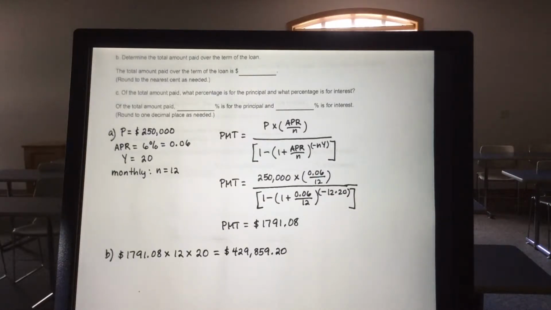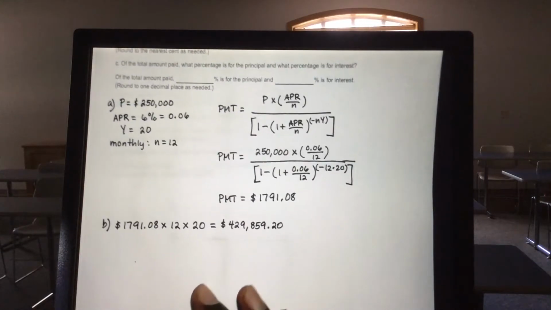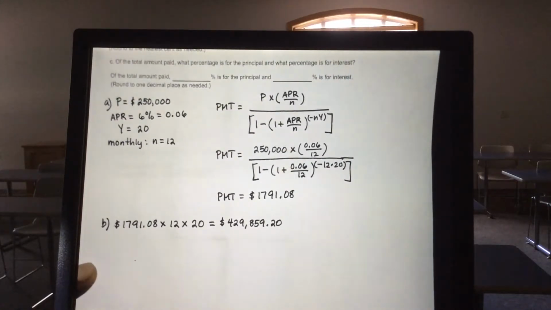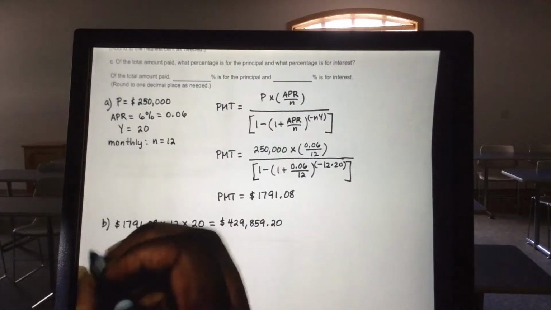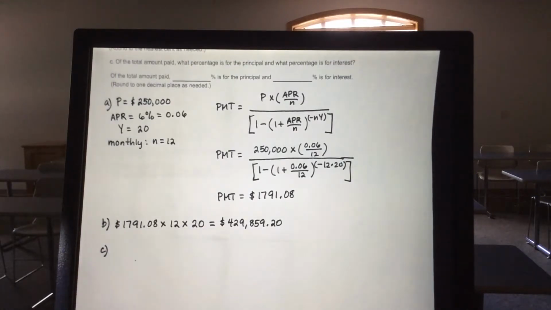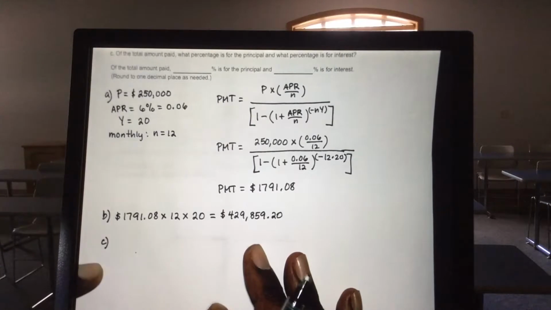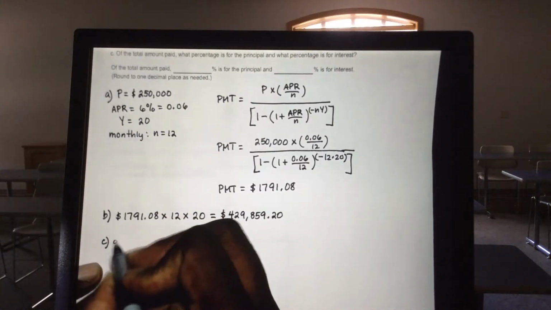Okay. Now, part C, we want the total amount paid, what percentage is for principal and what percentage is for interest. Let's find the percentage for principal.